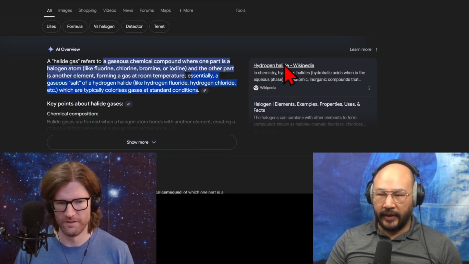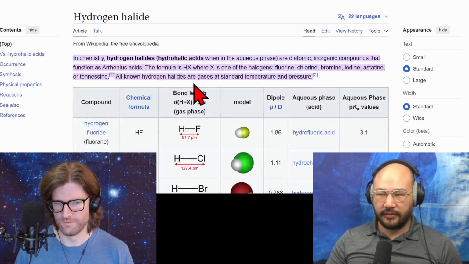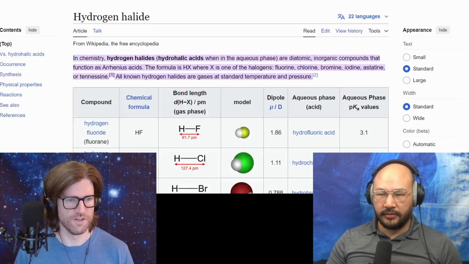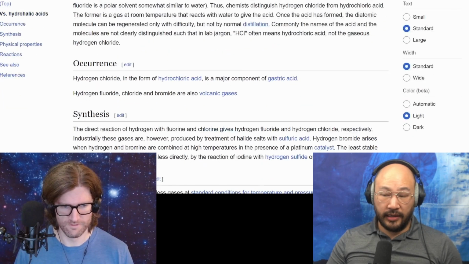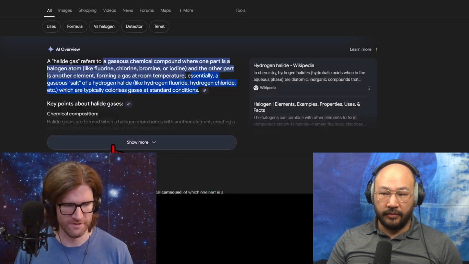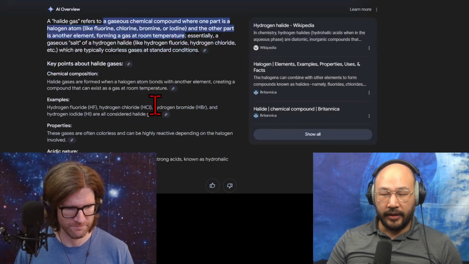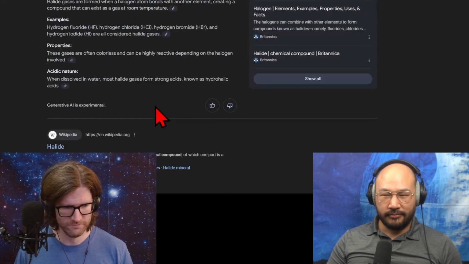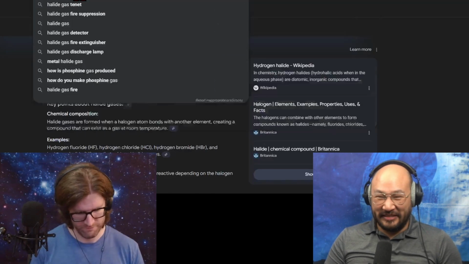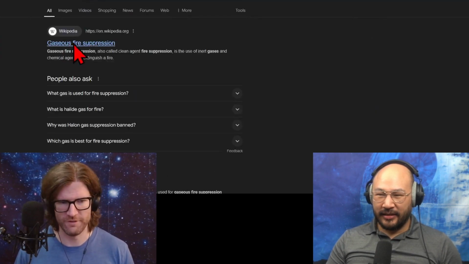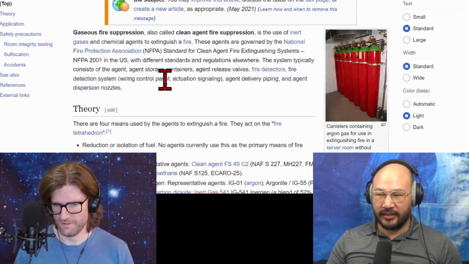Why does that stop fires? Is it just pushing the oxygen out of the room? Is that what's going on? Maybe. Actually, let's go back to the AI here. Maybe it's like a strongly bound molecule that combustion can't burn. Fire suppression? Let's find out. Gaseous fire suppression. Ah, it's inert.